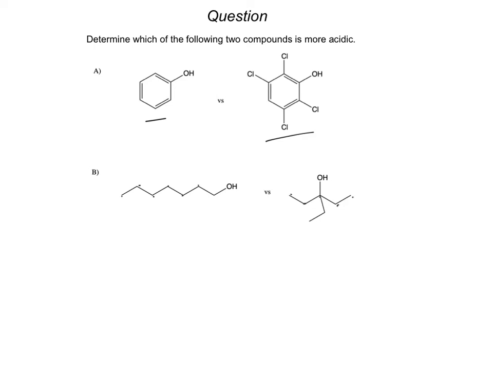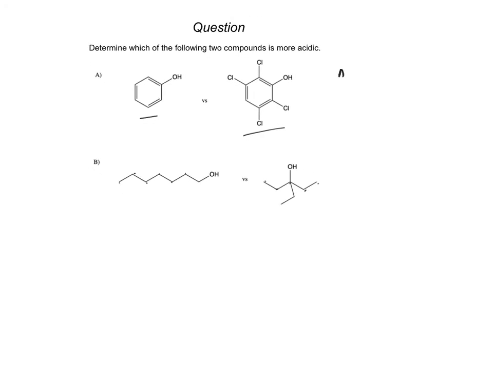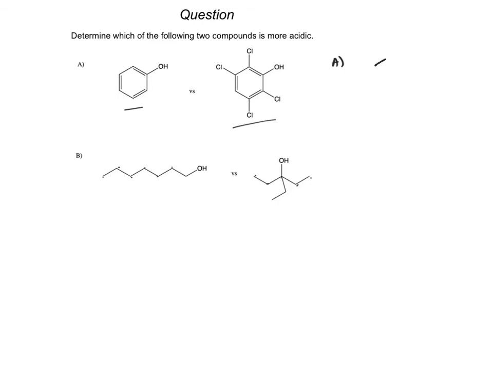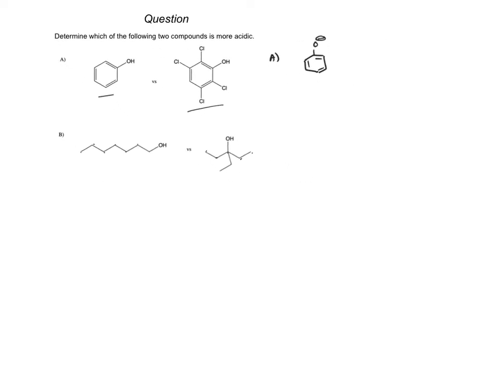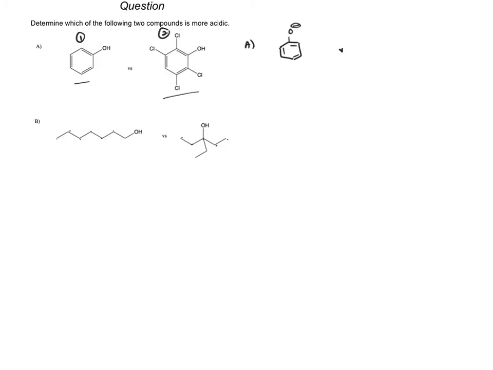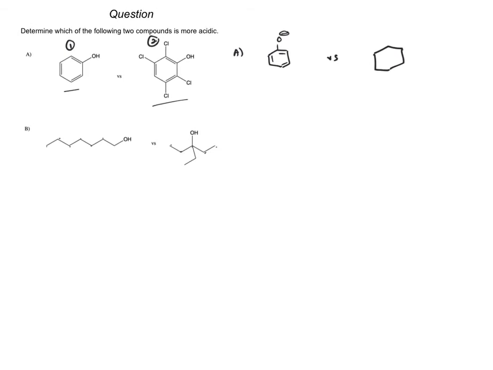Okay, we'll start with A here. Again, we're going to look at the conjugate bases of both of them. The conjugate base of phenol is phenoxide. I'm going to just draw the negative charge. And then the conjugate base of the second compound, we'll call this 1 and this 2, is tetrachlorophenoxide.